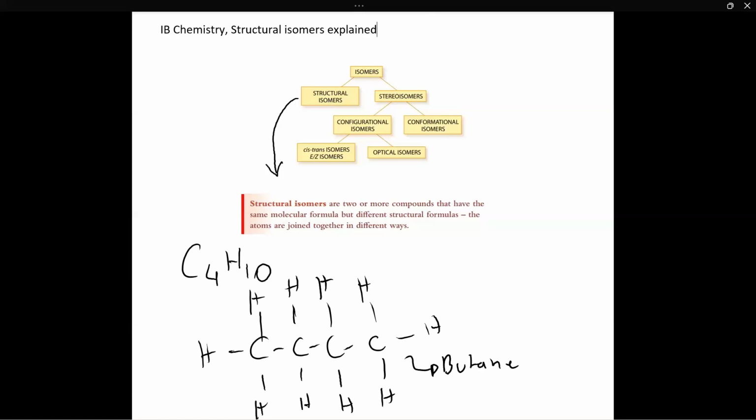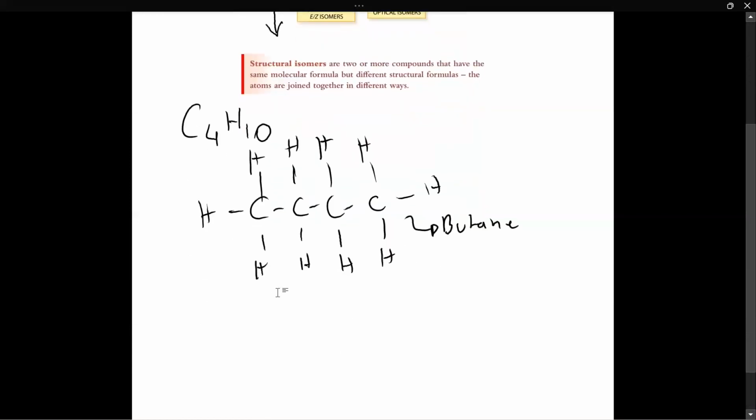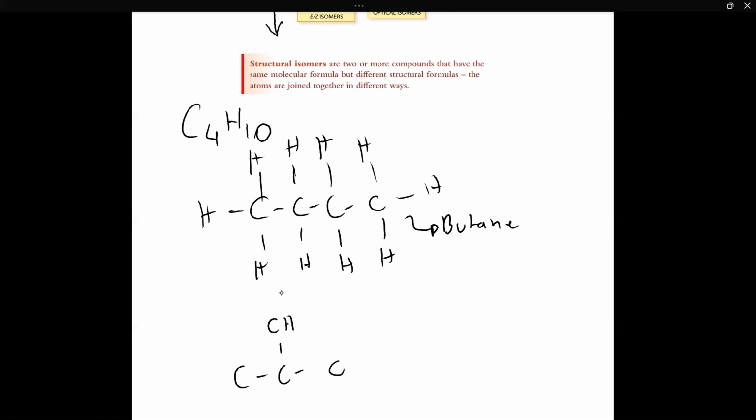But you can also draw something else from C4H10, which is a totally different compound. And that is this right over here. And yeah, there you go. What is this compound? Well, this compound is 2-methylpropane.